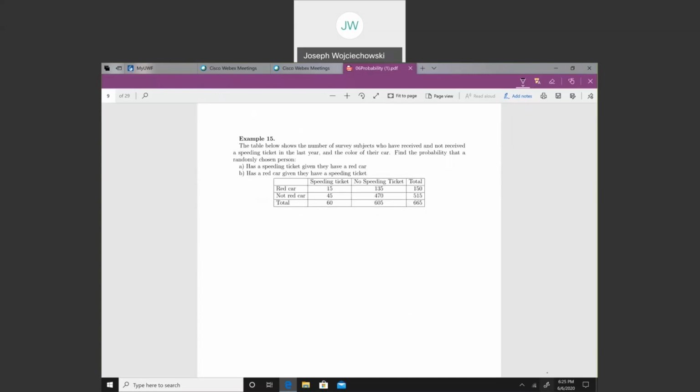Let's go back to our car. Same deal. Find the probability that a randomly chosen person has a speeding ticket given they have a red car. So we know they have a red car, and we're looking at 150. What's the probability they have a ticket given a red car? Well, since we know they have a red car, there are 150 total red cars. And the probability of getting a speeding ticket, well, there's 15. That is 15 out of 150.